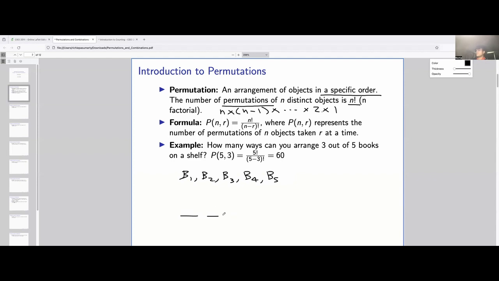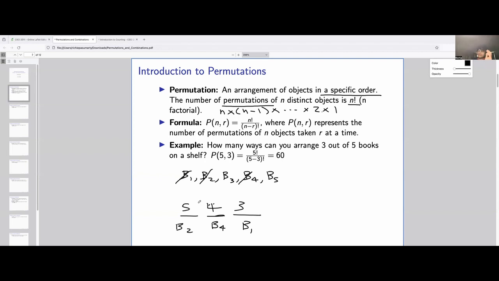But why is this even true? I have to first pick my first book, so there are 5 books to choose from. Let's say I picked the second book to be first on my shelf. Now I have 4 books remaining. Let's say I picked the 4th book. Now I have 3 more books I can choose from, so I have 3 choices here. And let's say I pick the first book.